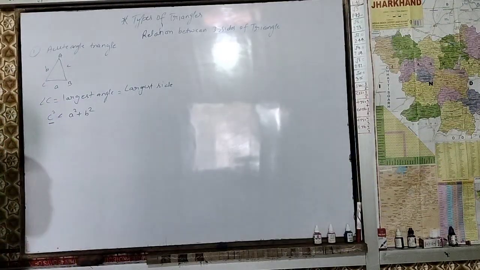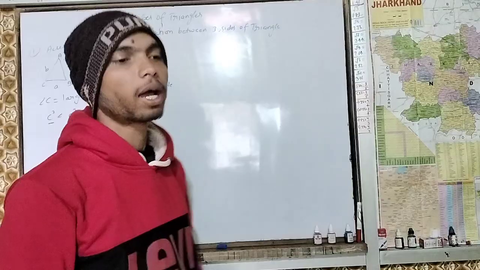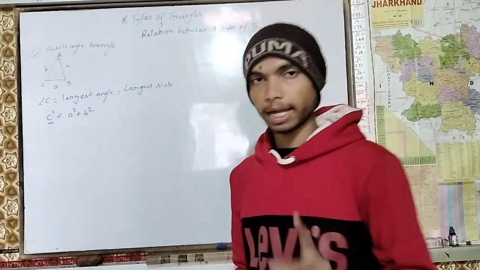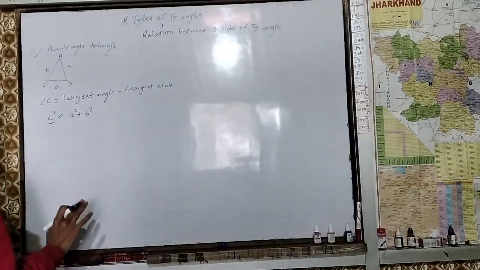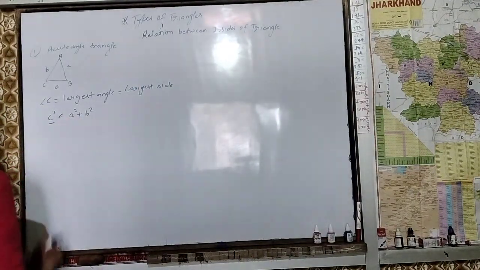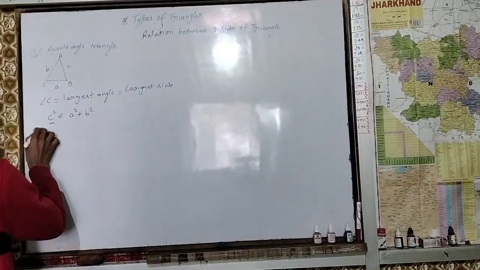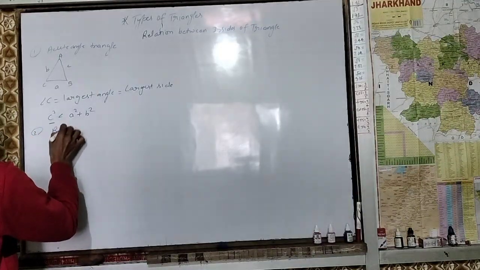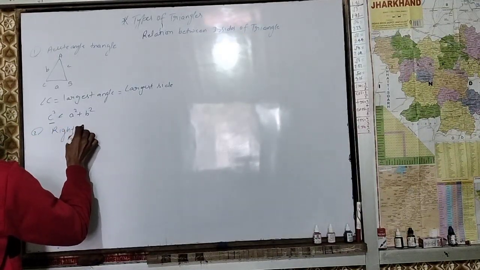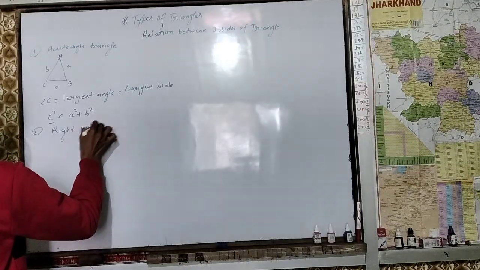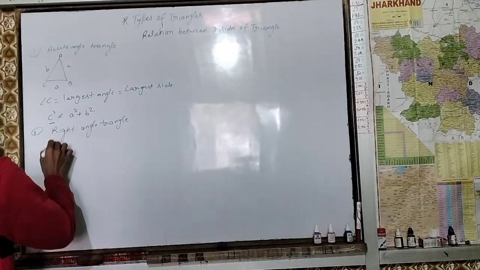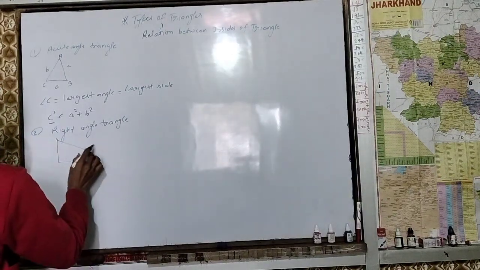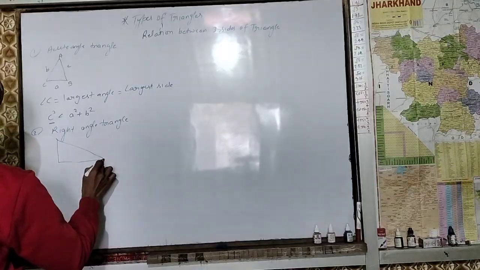Why is C not greater in this case? Because the angle is acute. That's why C is not greater. C will be less than the sum of these two sides squared. But when it comes to a right angle triangle, then we use a theorem which is known as the Pythagoras theorem.